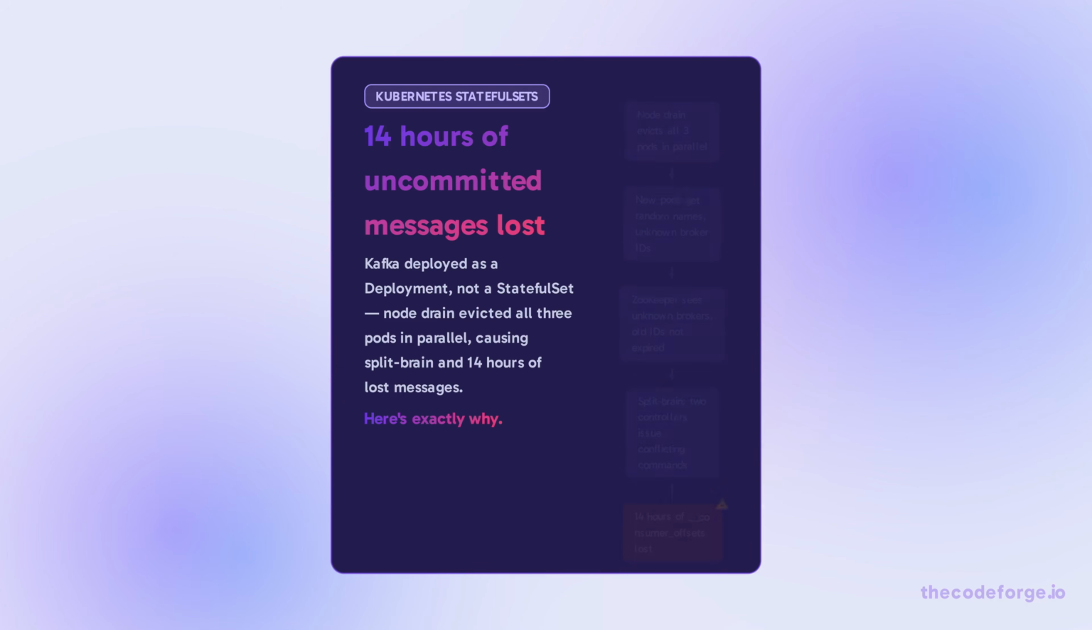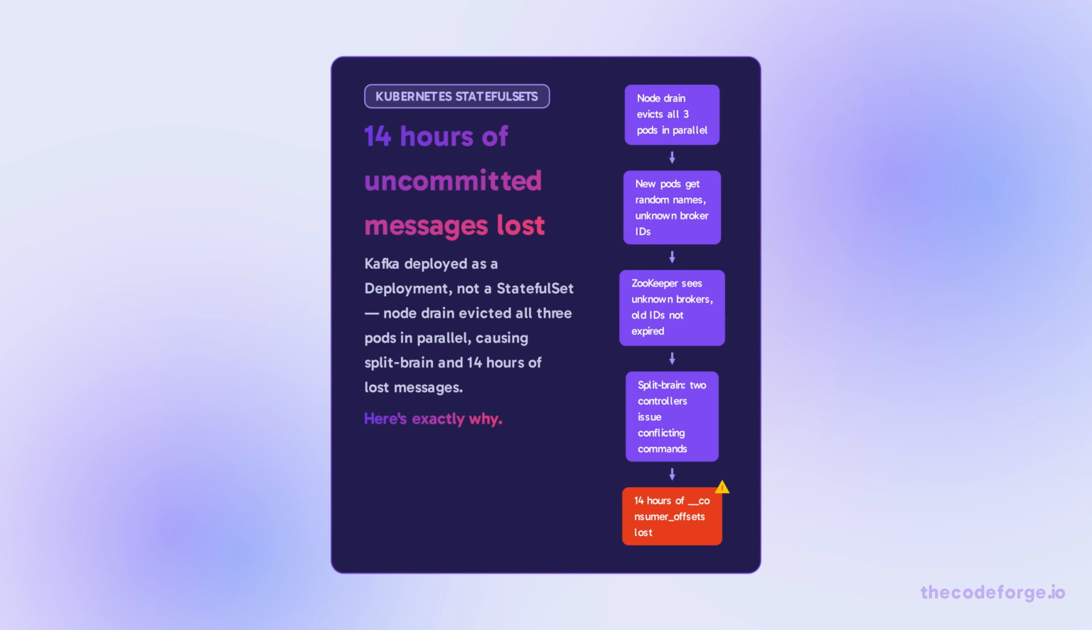A routine node drain just cost you 14 hours of Kafka messages. The team assumed Kubernetes would reschedule pods one at a time, but a deployment has no stable identity. All 3 pods were evicted in parallel, new pods got random names, and the cluster split into 2 controllers.